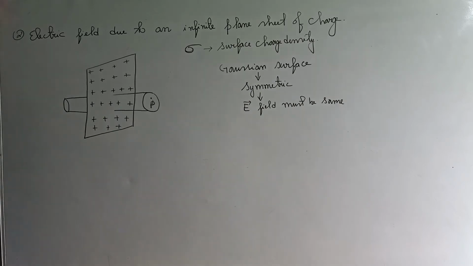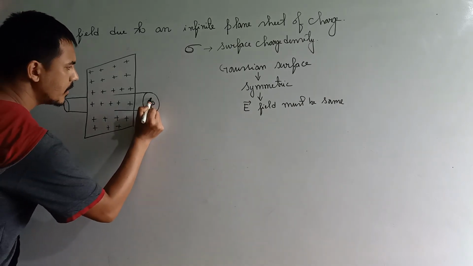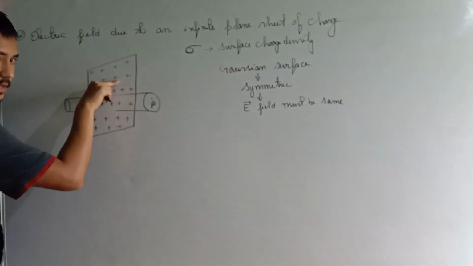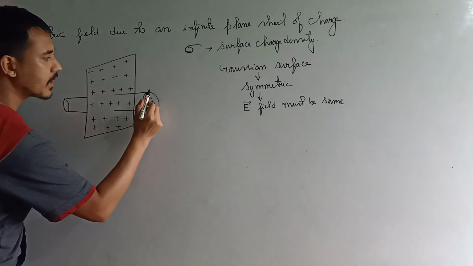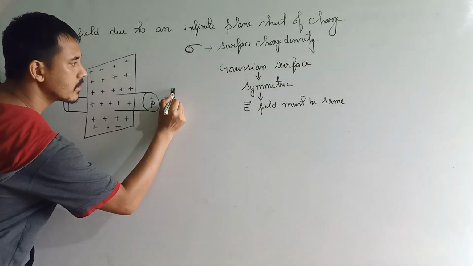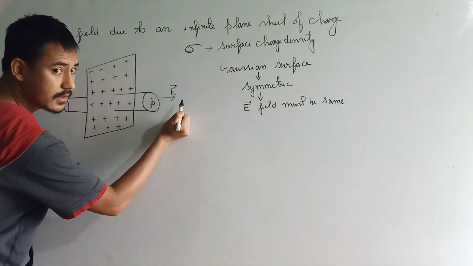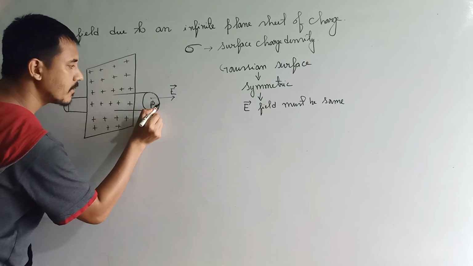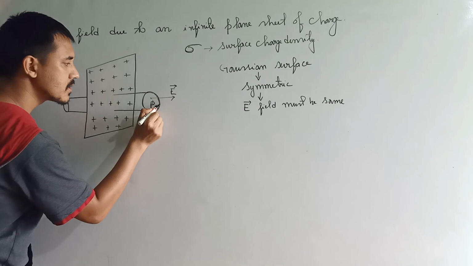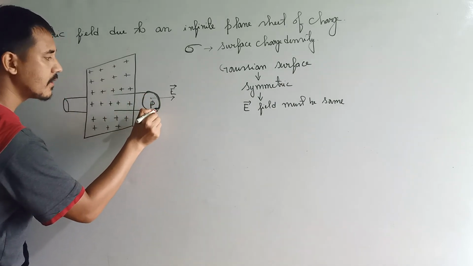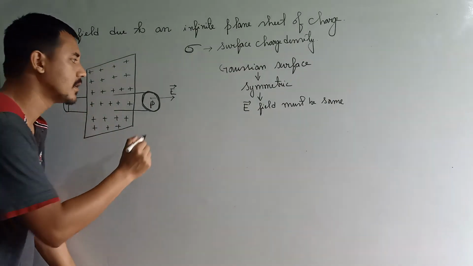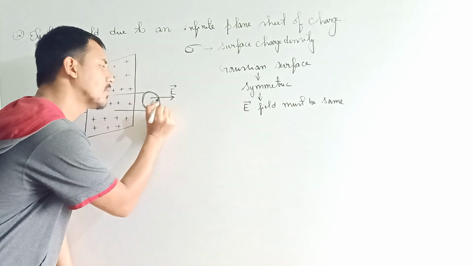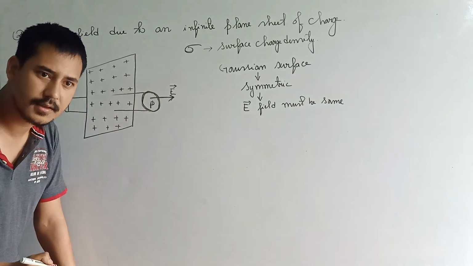Now, the electric field due to a positively charged sheet is always directed radially outwards. So the electric field at this point P will be in this direction, acting radially outwards. And what will be the area vector of this surface? The area vector will be perpendicular to this surface. That means it will act in the same direction as E, right?